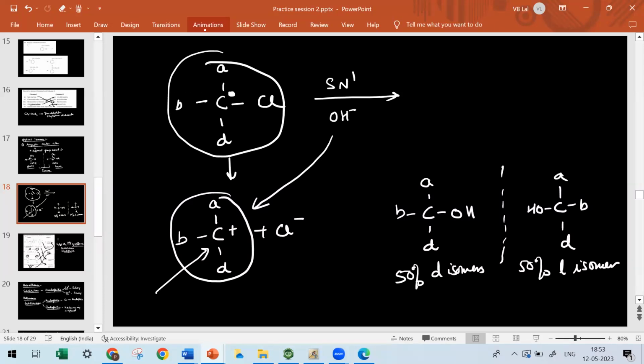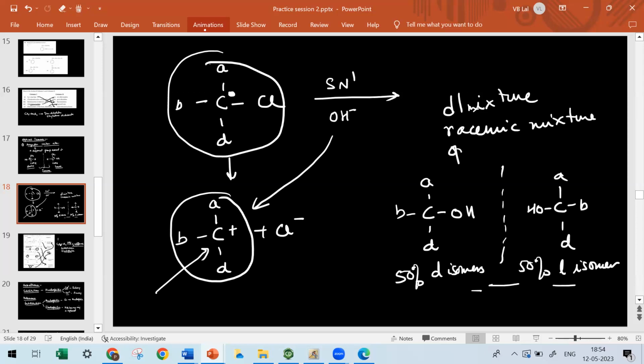Some molecules will deflect the plane polarized light to the left and some will deflect it to the right. So by the time you see the light in the analyzer, there will be no deflection. This mixture of 50% D and 50% L isomer is known as DL mixture, and DL mixture is also called racemic mixture. Racemic mixture is optically inactive. Optically inactive are those which do not deflect the plane of polarized light in the optic polarimeter.